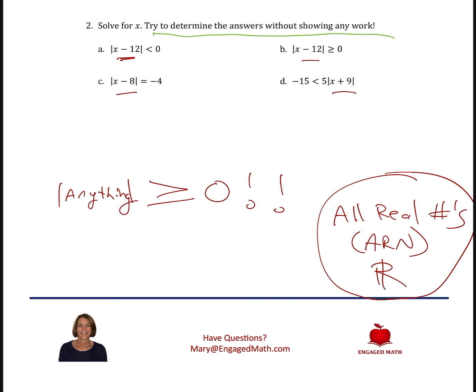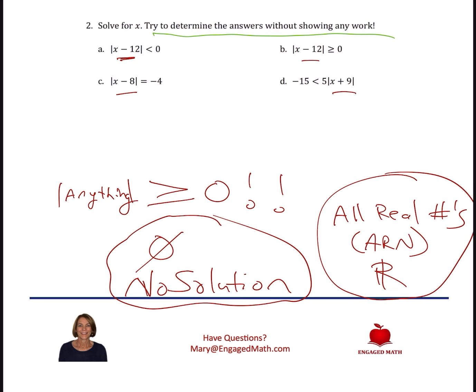On the other hand, this symbol, or no solution, means that there is no number of x that works. So I just want you to be familiar with some of the notations. Okay, let's start with A.